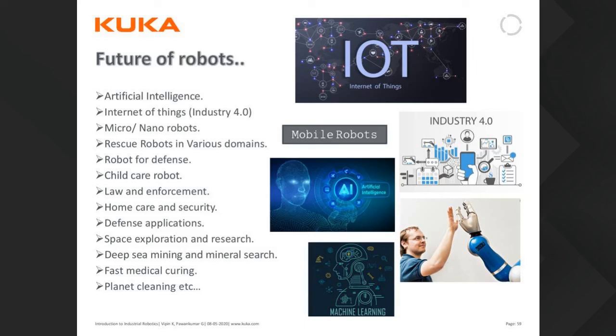Then home care, security, defense applications, and some space exploration. We are sending humans to space, and it costs more to send humans than robots, because we need to arrange oxygen and food for them. If you send a robot, there are no such issues. A robot doesn't require any oxygen or food supply. It only requires solar energy, which is there already. So we can use robots for space exploration. Then deep sea mining, fast medical curing, and planet cleaning. Obviously, planet cleaning, like we can support Clean India with robots in upcoming days.